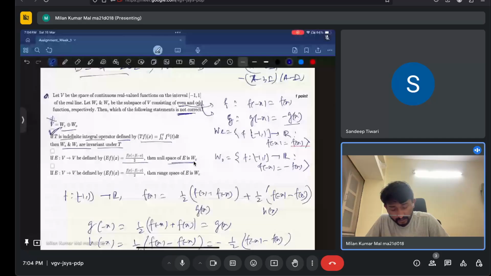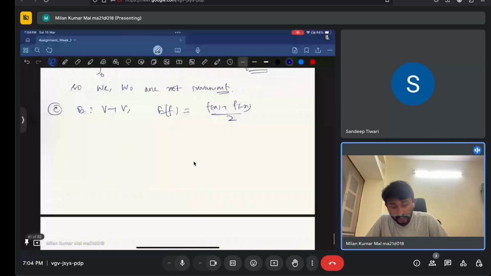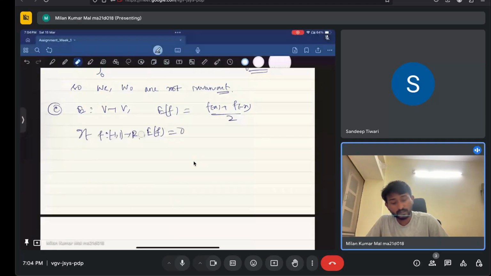Let's still check it. What is the question? Null space. If f from [-1, 1] to the reals is in the null space of E, then E(f) equals 0, that means f(x) plus f(-x) equals 0. That shows f(-x) equals minus f(x), which implies f is odd.